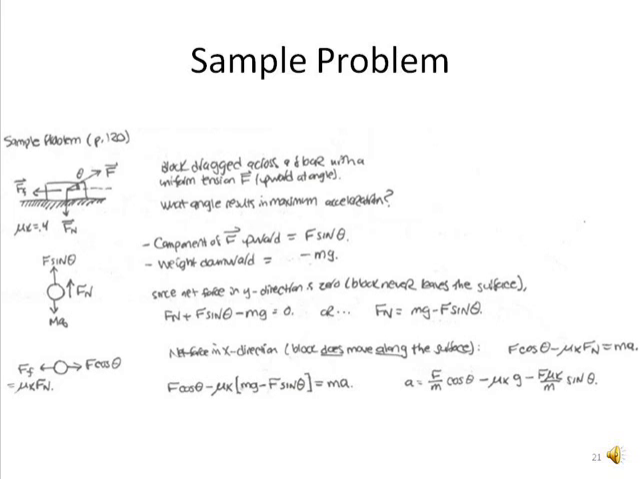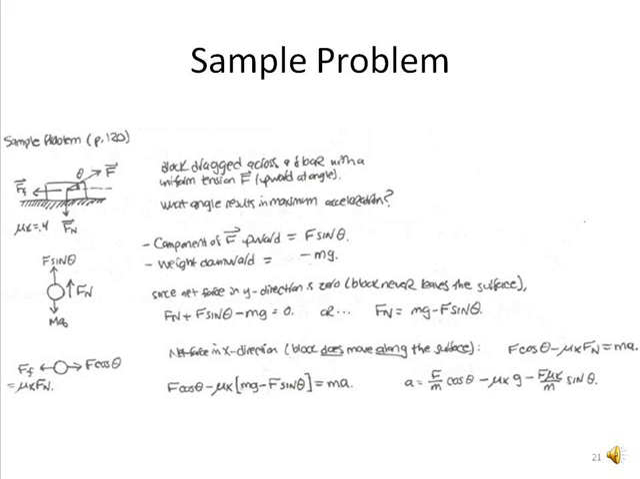Now, in the x direction, the applied force has component F cosine theta. There's also a frictional force, which we said is proportional to the normal force. In this case, since the block is already moving, that's just equal to mu sub k times Fn. The sum of these is equal to the net force, and the net force is by Newton's second law, ma.